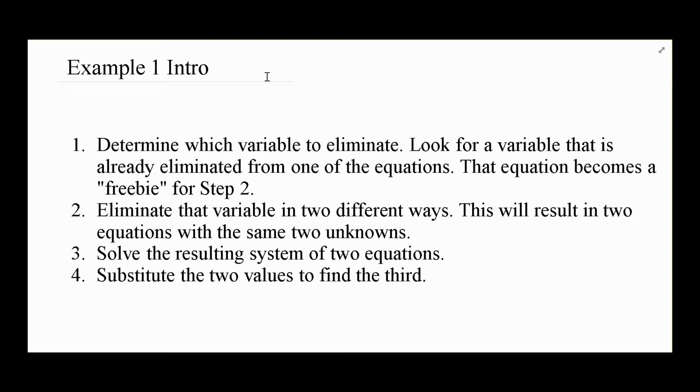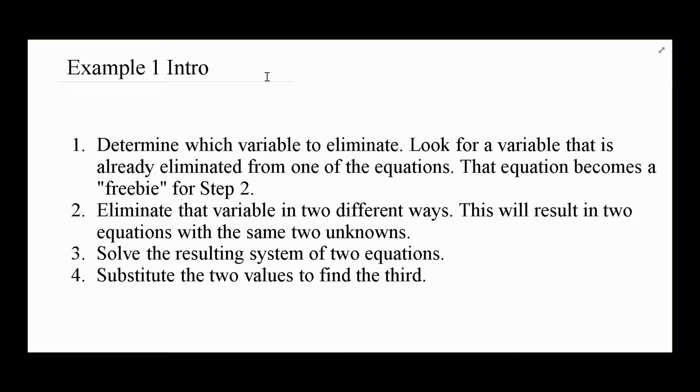We're going to look at some strategies through the examples on what's going to be a smart variable to eliminate. We're going to look for one, first of all, that's already eliminated from one of the equations. That's what I call a freebie, because that gives us an equation where this variable is already missing. That's pretty sweet. So we're going to look for a freebie first, but no matter what, we're going to determine which variable to eliminate.